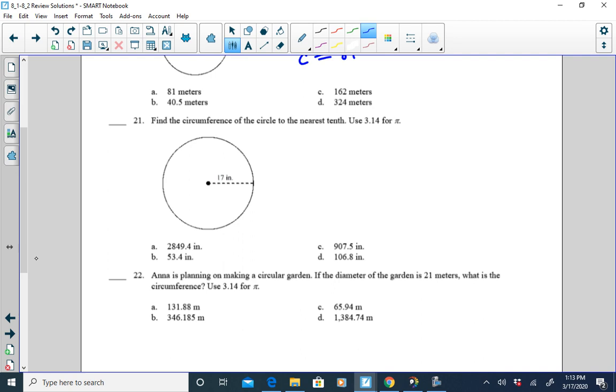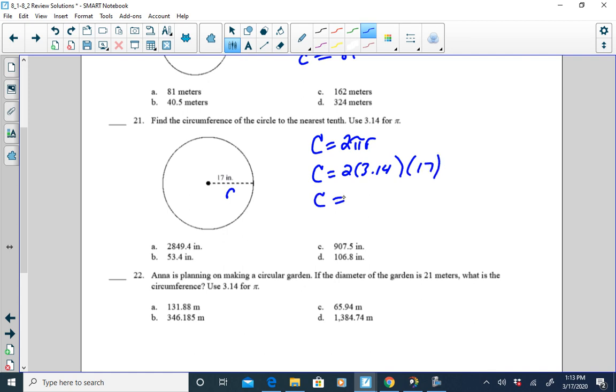And last two problems. Question 21, we're looking for the circumference, but this time we're asked to use 3.14 for pi, and we're given the radius, which is half the distance, so we're going to use the circumference formula for the radius, which would be 2 times pi times the radius, right? Circumference is going to be 2 times 3.14 times our radius, which is 17.